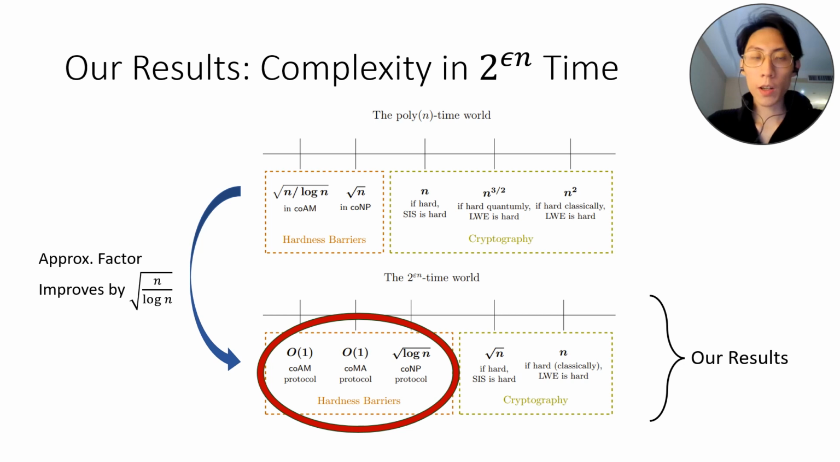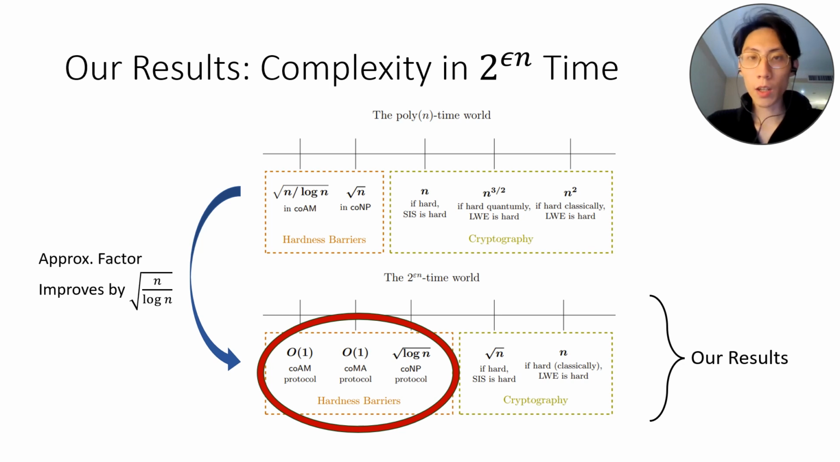On the left, we extend the co-AM protocol for deciding square root n over log n SVP to a co-AM protocol that decides constant approximate SVP when we are given 2 to the epsilon n time for verification and for communication. Likewise, we extend the co-NP protocol for deciding square root n SVP to a co-NTIME 2 to the epsilon n protocol that decides square root log n SVP.